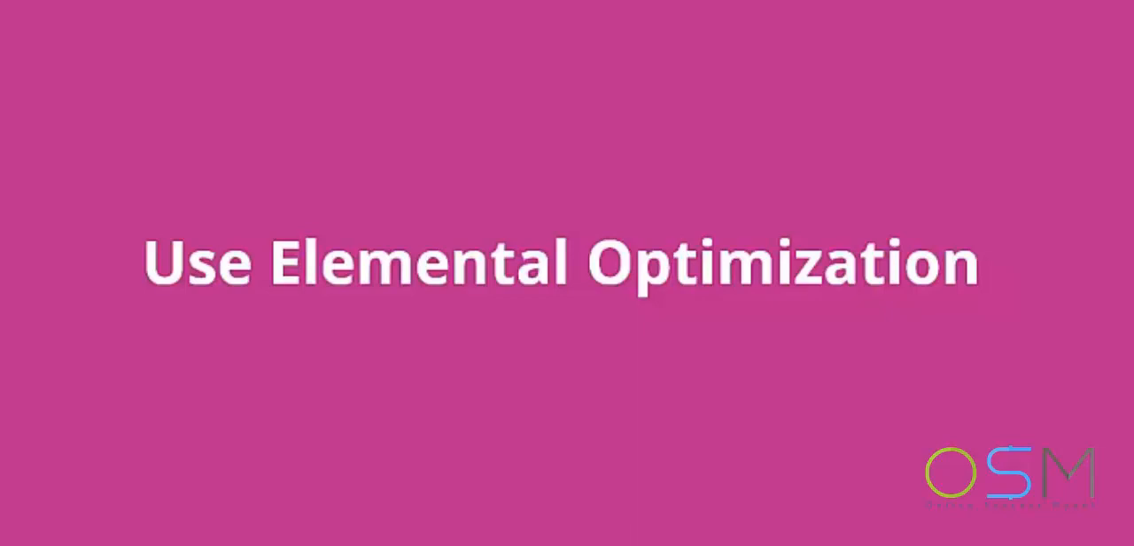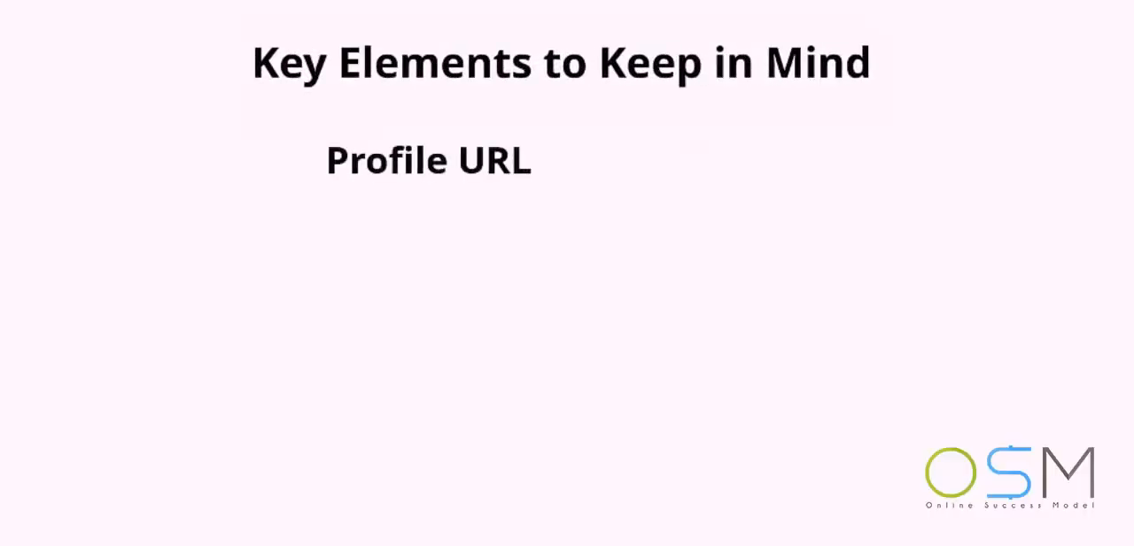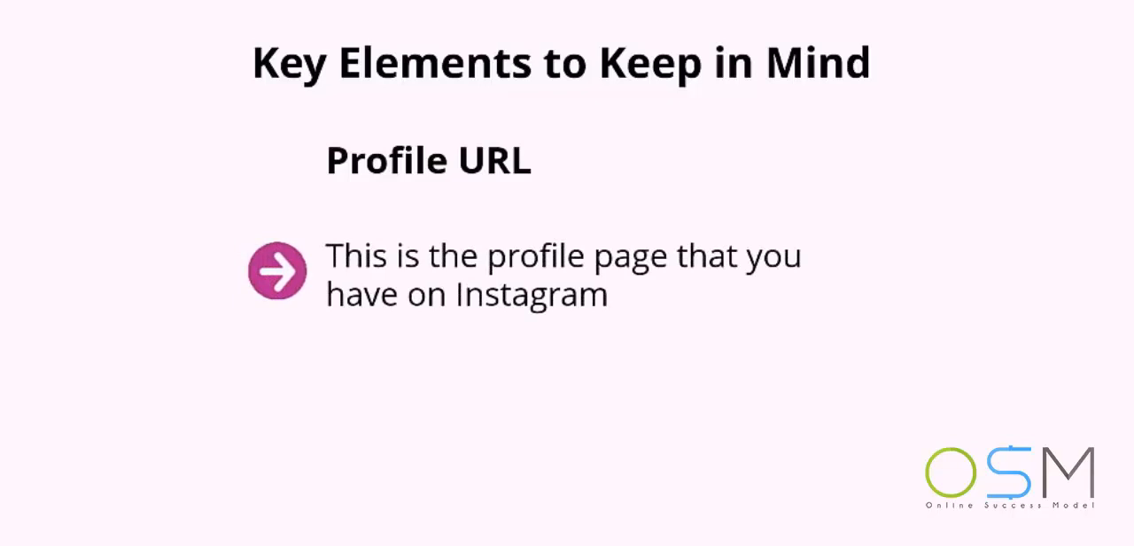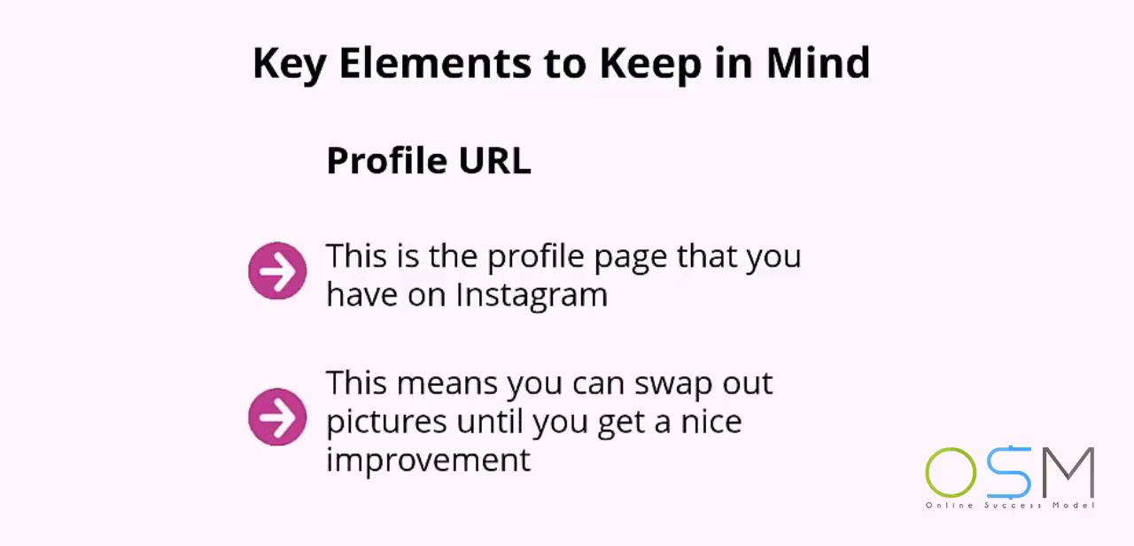Now, for this video, I'm only going to focus on the elements that can be found on Instagram, but you can take the same ideas for all other parts of the funnel. We're just concentrating on the Instagram ones for now. Here are the key elements to keep in mind. The profile URL. Now this is the profile page that you have on Instagram. In here you can change the picture, the description, you go element by element. This means you can swap out the pictures until you get a nice improvement. Now once the images have made a sustainable change, you can move on to the text. Then you can do that until it improves, and then you move on and so on and so on, element by element.